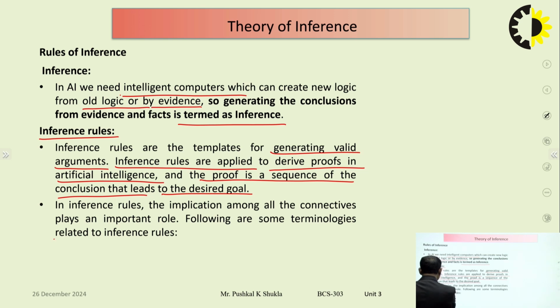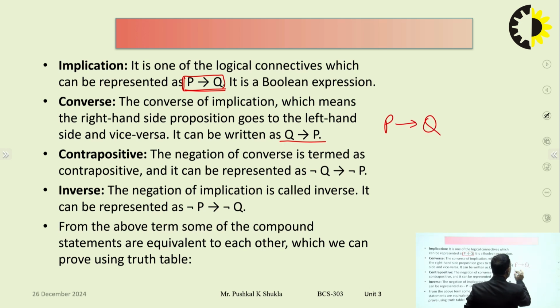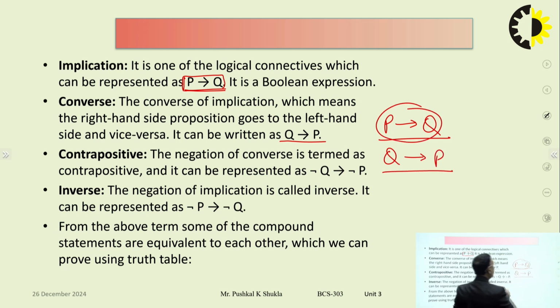Following are some terminologies related to the inference rules. First, implication. It is one of the logical connectives, which can be represented as P implies Q. It is a Boolean expression. Let P be a proposition and Q be another proposition, related as P implies Q. P implies Q means if P then Q. The converse of P implies Q is Q implies P. Suppose P implies Q is the implication, then Q implies P is the converse of this implication.